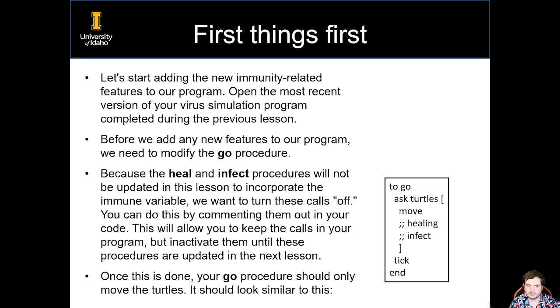So what we're going to do is comment out our healing and infect code. This turns those specific things off so we can just focus on this immunity stuff without everything overlapping in a weird way. Don't delete them. Don't click backspace or delete or anything like that. We're just going to put some semicolons in front of them, and that's going to let us do this. So let's go ahead and do it.